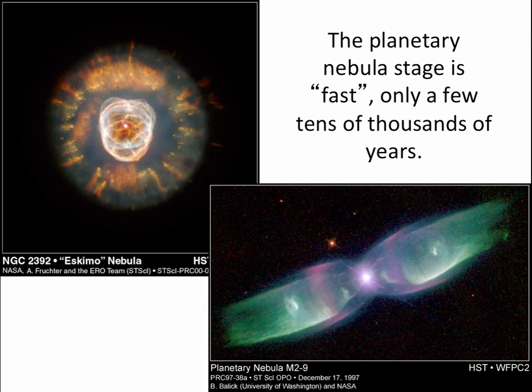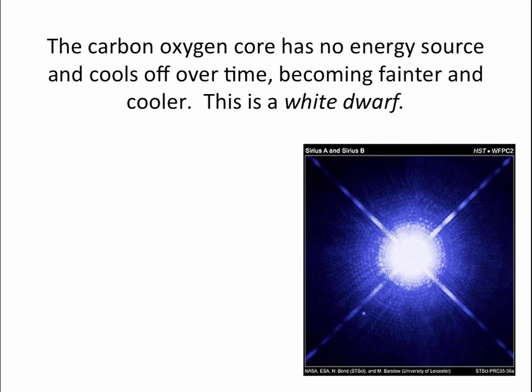However, that former nuclear reactor stays behind. This core of carbon and oxygen ash starts off really hot, but it has no energy source, can't do any fusion, so it's going to cool off over time as it loses energy. And as it cools off, it'll become fainter, and it'll become redder in color. But it starts off white hot, but it's really faint because it's so small. Remember, this is only the size of the Earth. So we call this a white dwarf.